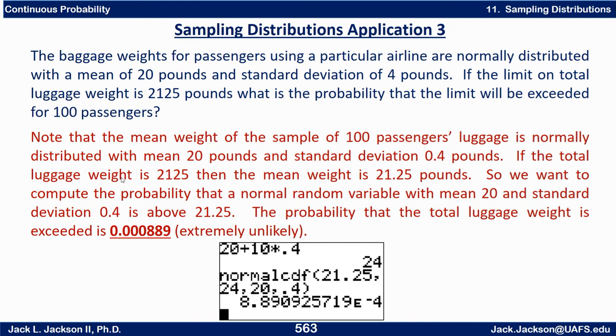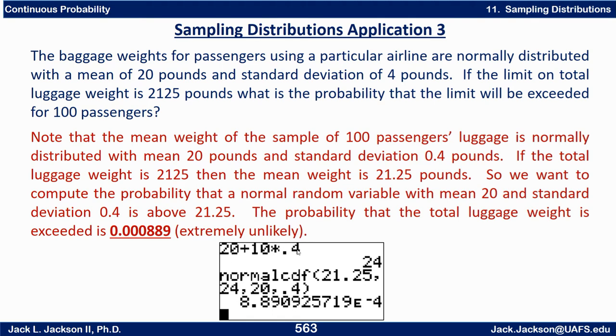If the total luggage weight is 2,125, then the mean weight is that divided by 100, which is 21.25. So what we want to compute then is a probability that a normal random variable with mean 20 and standard deviation 0.4 is above 21.25. Well, that's a normal CDF from 21.25 up to infinity. Well, instead of infinity, we use mean plus 10 times the standard deviation.